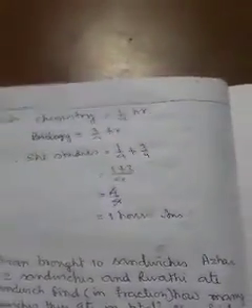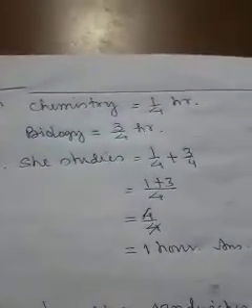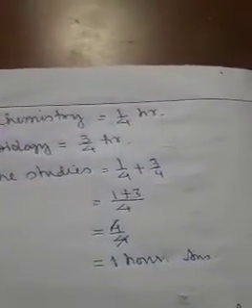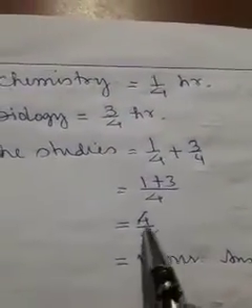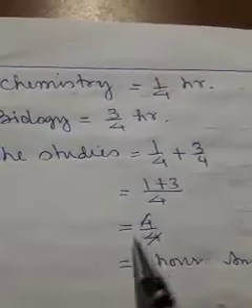Number 5. Tina is spending 1/4 hour for chemistry and 3/4 hour for biology. So 1/4 and 3/4. The question is, how much time does she spend? So you add, and when you add you get 4/4. The 4 and 4 when you cancel, you will get 1 hour. So 1 hour she is spending. This is a special question.